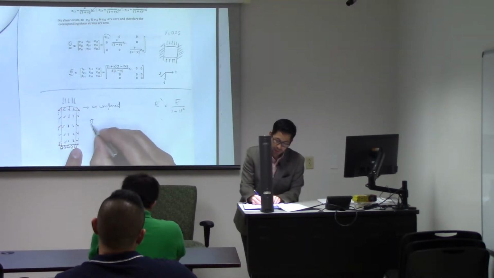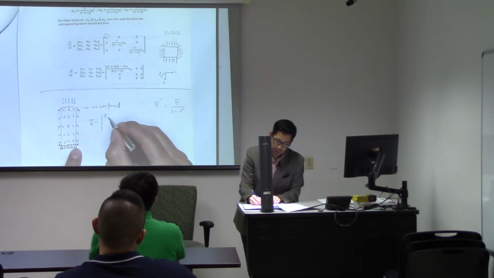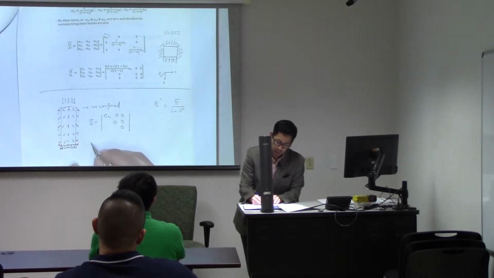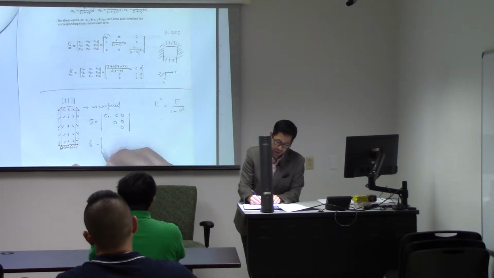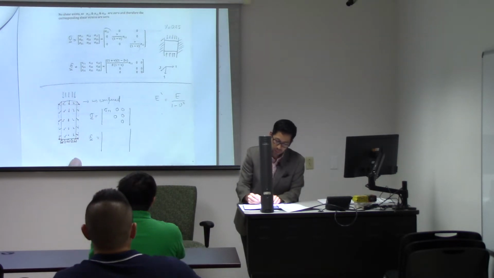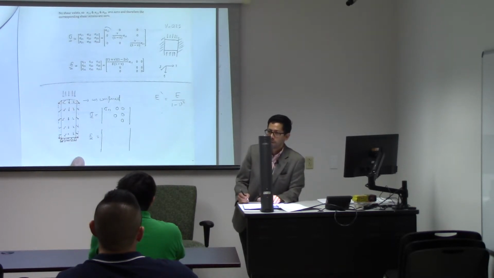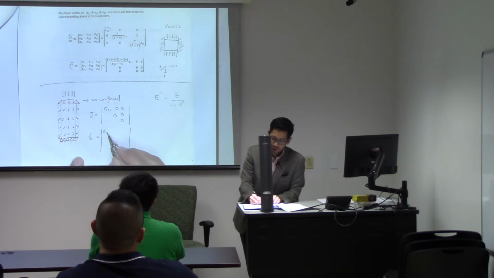I could have a stress tensor which is, say, sigma 1, 0, 0, and a strain tensor which is... can you tell me what the strain tensor is going to be as a function of sigma 1, 1? It's going to be sigma 1, 1. This one, epsilon 1, 1, is going to be, I know you know these guys, divided by the Young modulus, right?